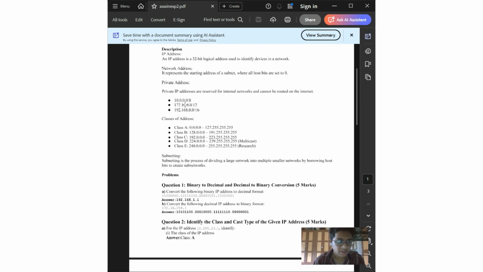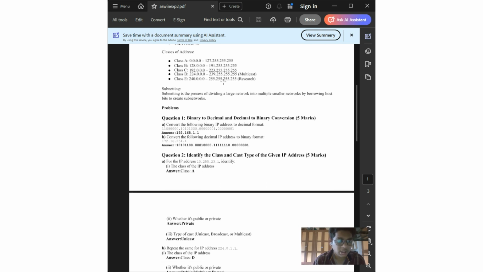For example, 10.0.0.0/8 and 172.16.0.0/12, etc. Classes of addresses: we mainly have five classes. Class A starts from 0 to 127. Class B starts from 128 to 191. Class C starts from 192 to 223. Class D starts from 224 to 239. Class E starts from 240 to 255.